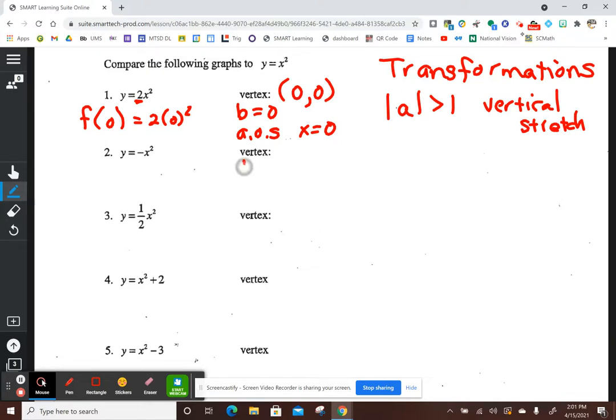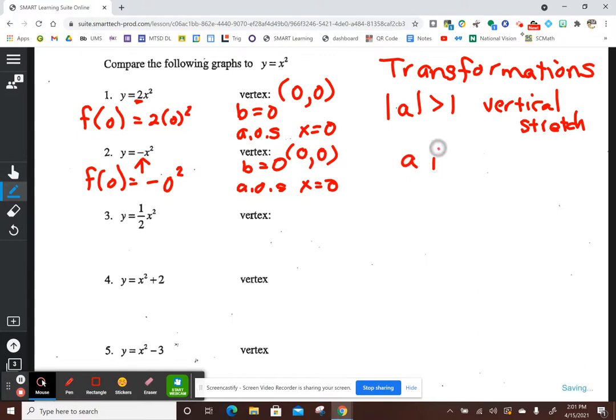So for the next one, again, b equals 0. So our axis of symmetry is x equals 0. The x value of our vertex is 0. When we plug in f of 0, negative times 0 squared is still 0. So the vertex is 0, 0, but now I notice a negative sign. So when a is negative, that means we're going to have a reflection. And a reflection of a parabola is a downward facing parabola.